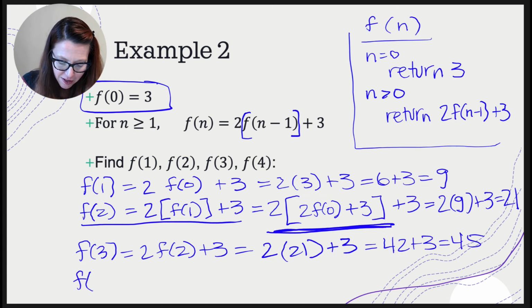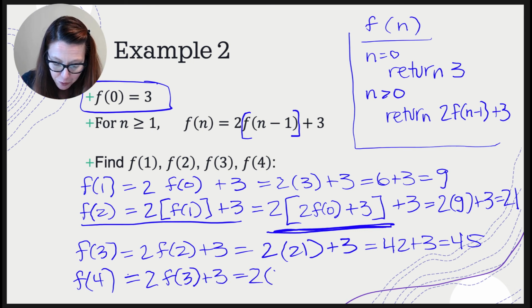F of 4 is 2 times f of 3, which is 2 times 45 plus 3, or 93.